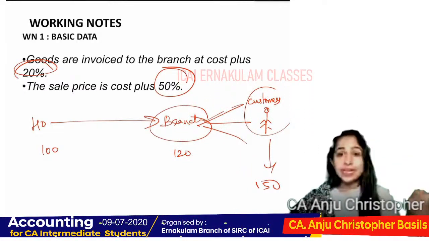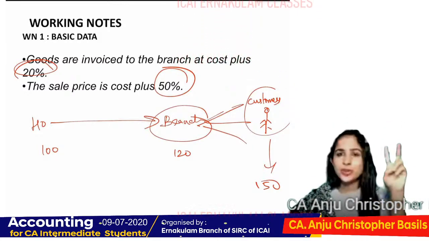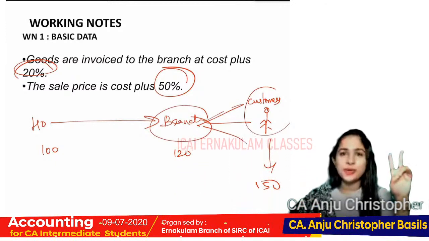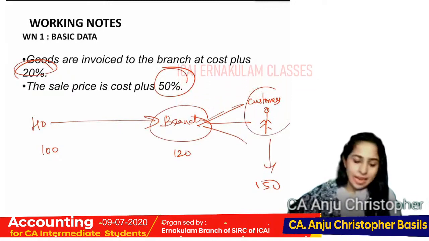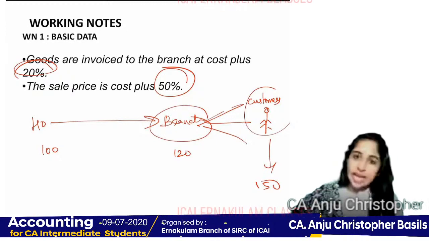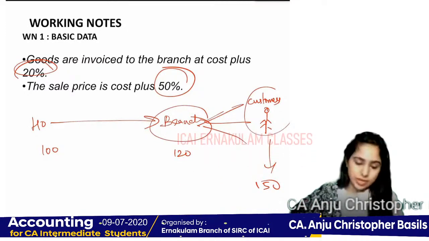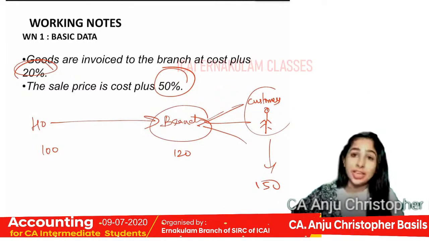Listen, as we discussed before, we were just in short of 2 figures. One was the closing stock and one was the gross profit. If we can find out any of this, you will definitely be able to get the other by just balancing it out. So I'm just planning to compute the closing stock. As we just discussed, the cost price is 100, the invoice price is 120, and the sale price is 150. So how do we compute the closing stock?